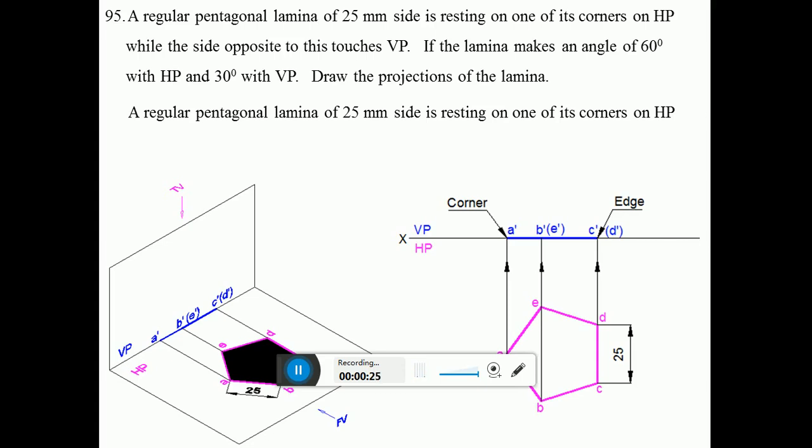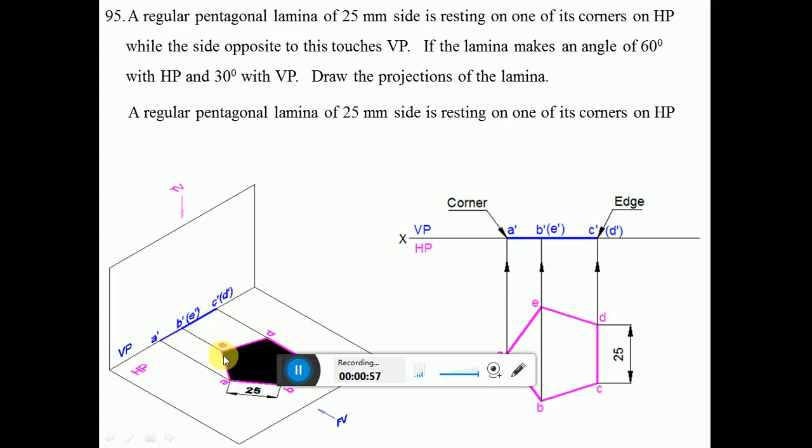So the first condition he says is a regular pentagonal lamina of 25 mm side is resting on one of its corners on HP. Since it is resting on HP, we have to start the problem from HP. Now since it is a pentagon wherein you have an odd number of sides, that means you have 5 sides, make this side perpendicular to VP and construct this pentagon, and here opposite to this side is going to be the corner. So here all the corner points are resting on HP.